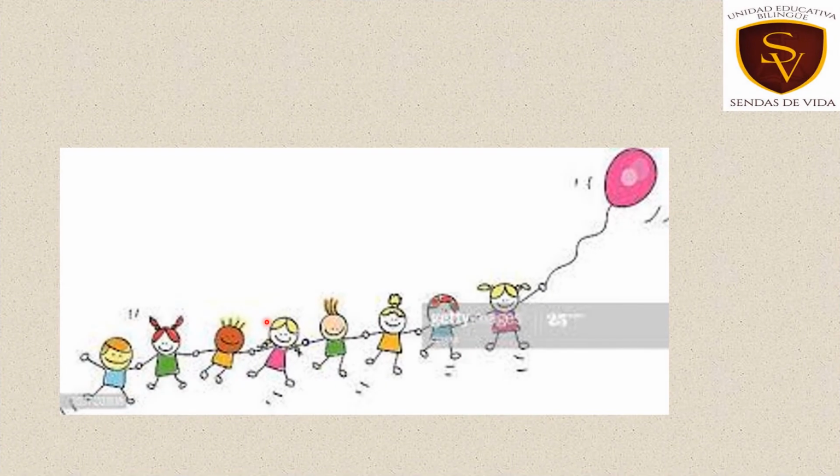Now, look at this. This is a line, and there are 1, 2, 3, 4, 5, 6, 7, 8 children. They are 8 children, and they have a balloon. What color is this balloon? This balloon is pink, right? And we have 8 children. Now let's see.